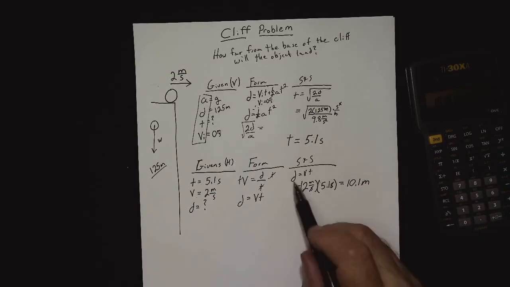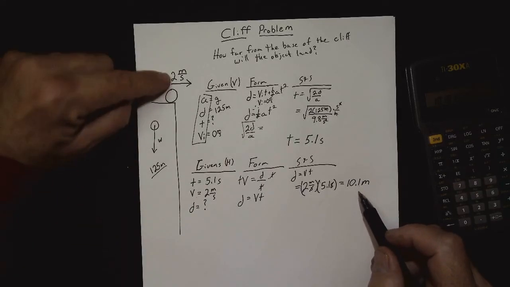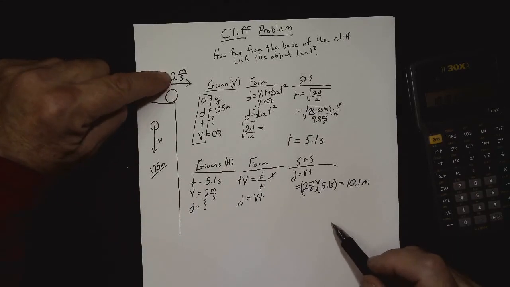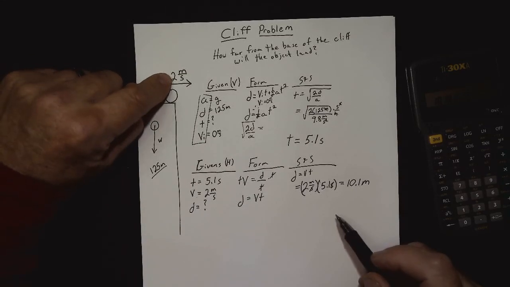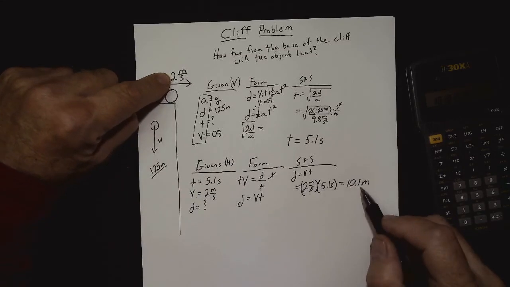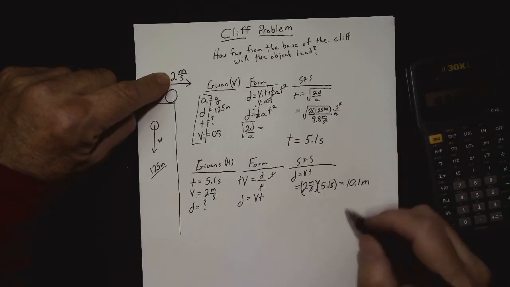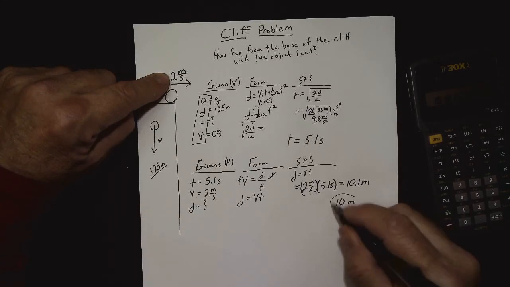Am I looking for meters? I am. Can I say 10.1? Well, what are my significant figures here? I have 2 as the number of my meters per second, not 2.0, just 2. So does that justify 3 significant figures? It certainly does not. So the best I could really say is 10 meters.